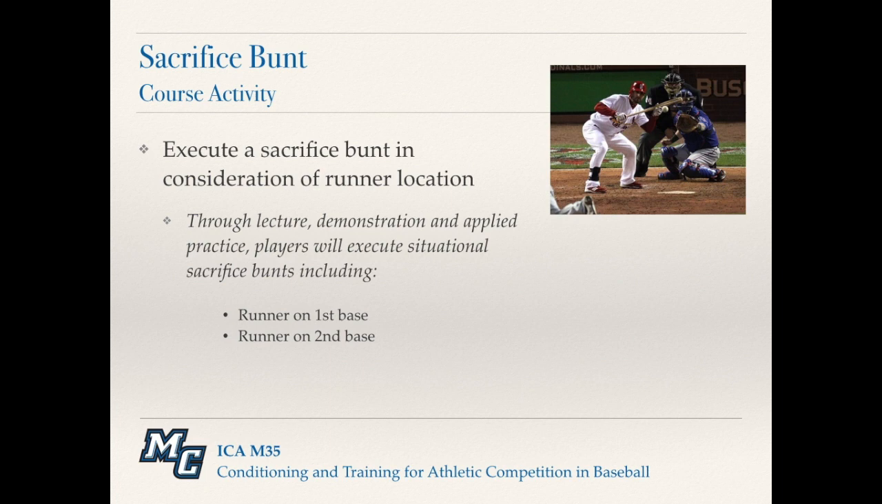The last outcome deals with sacrifice bunts in consideration of the runner's location. Players will need to be able to execute 2 different types of bunts. One to the first base side with a runner on first, and one to the third base side with a runner on second base. I will go further in depth on this subject in a moment.